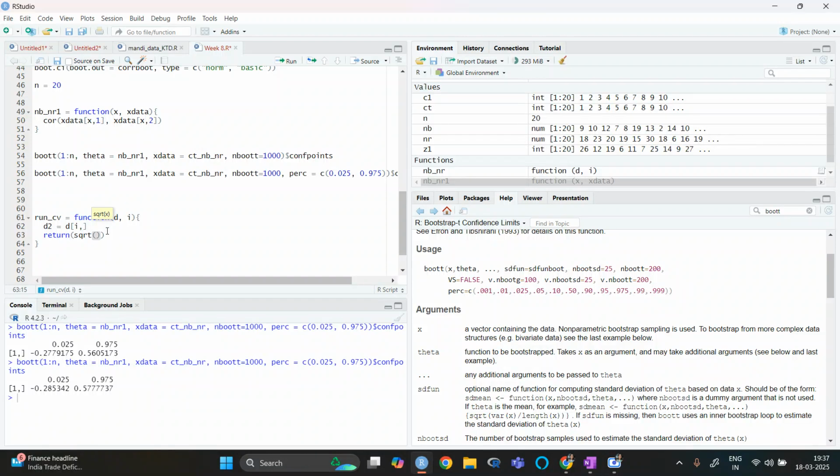So it is the square root of the variation of this D2 NR, divided by the mean of D2 NR. Right.